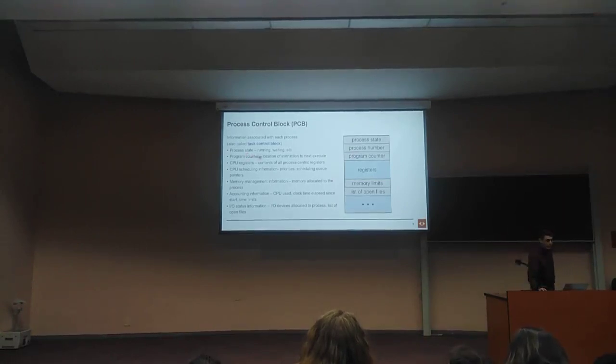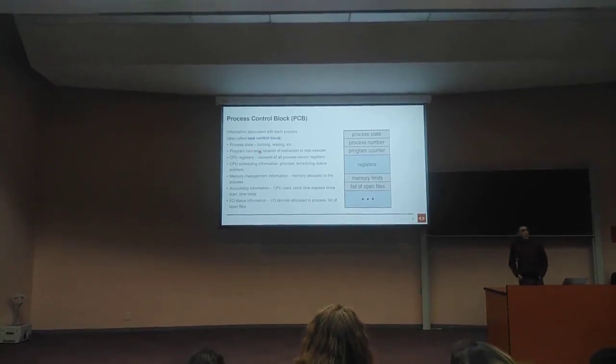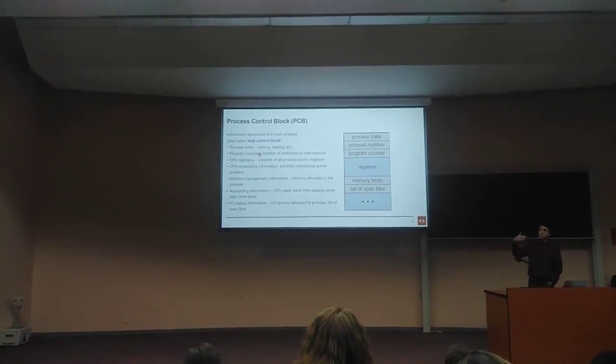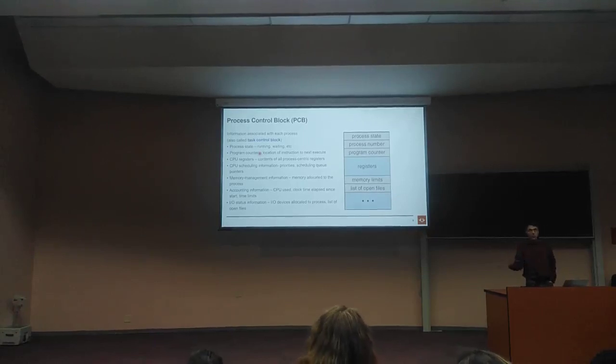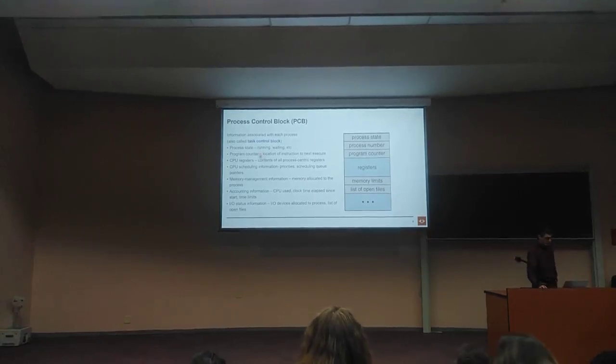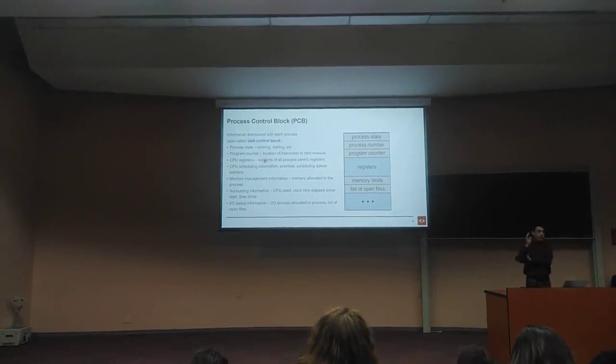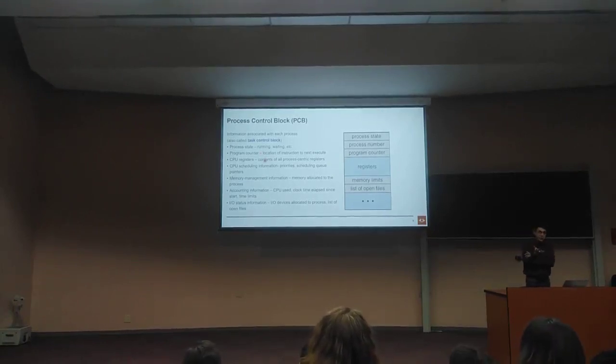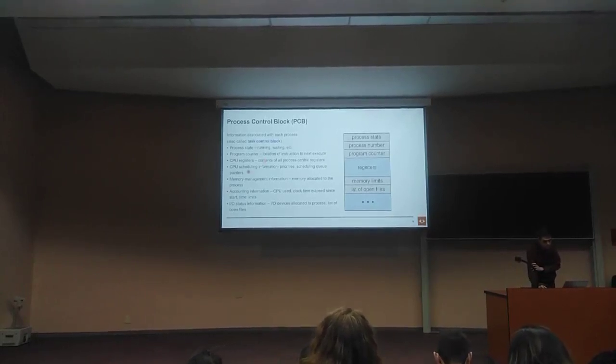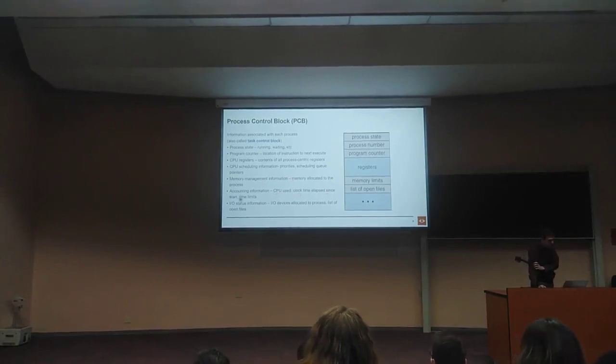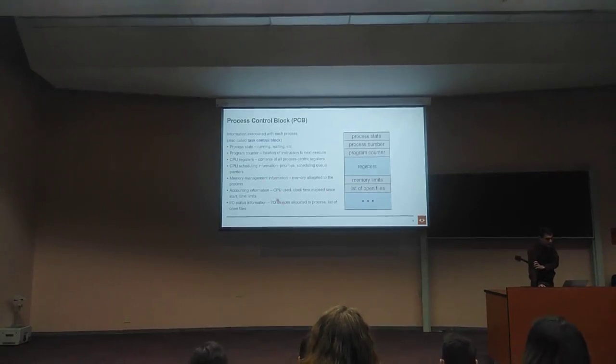It also keeps track of the program counter, meaning what memory location is ready to be executed next. It keeps track of your CPU registers, containing all the processing registers. CPU scheduling information can be put in there, memory management information, and accounting information, such as how much CPU time has been used, clock time elapsed, the start, time limits, and some IO status, like IO devices allocated to the process, list of open files, etc.